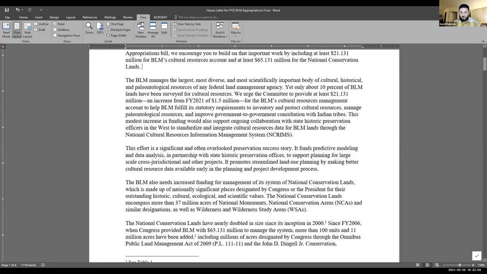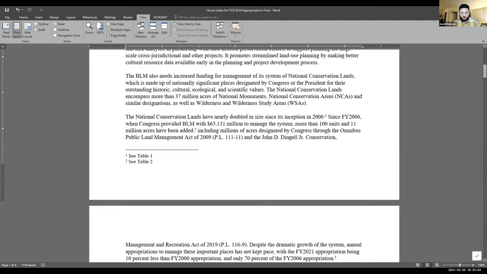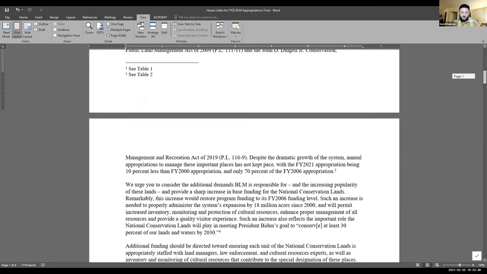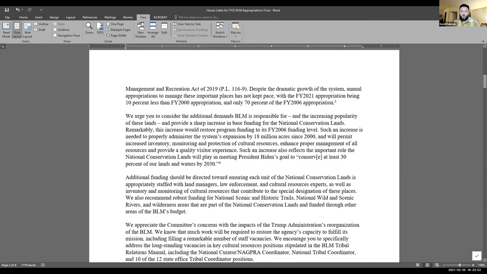And so I'm going to scroll down here to the second part of this letter, which is the part I'm focused on. In this paragraph, I set the stage for the fact that BLM needs more money for these lands because they are incredibly important lands of historic, cultural, ecological, and scientific values. And then this just tells the different types of units of lands that are within the system. And then I go into about two paragraphs across this page break here, explaining that we're asking for this money because the system has increased twofold in the last 20 years and has actually had its funding reduced. And then I explain what this money would do.